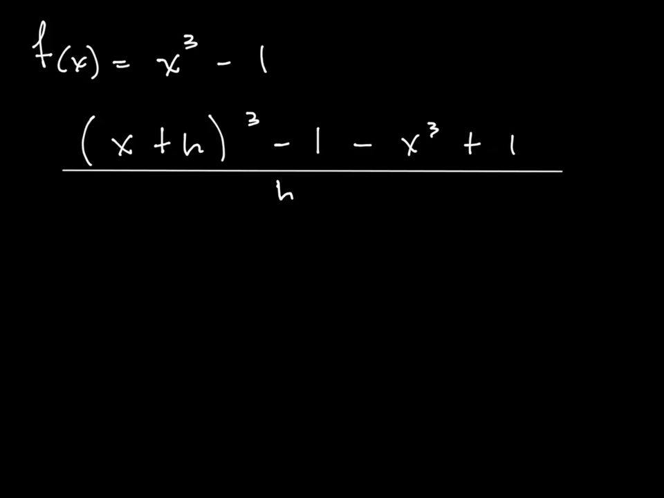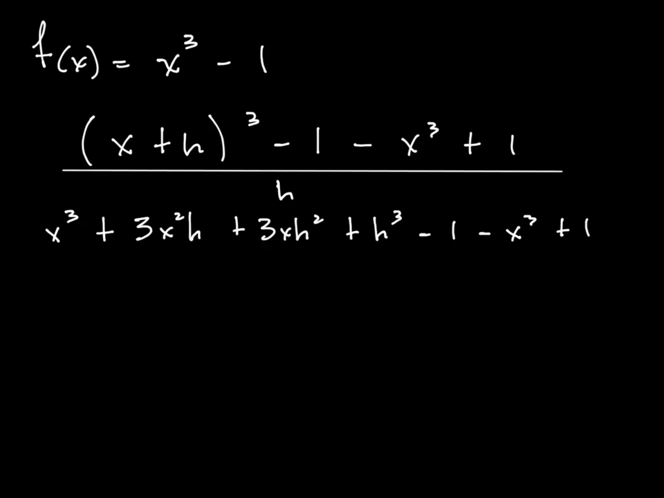So when we expand this, you can do (x plus h) squared and then multiply that by x plus h again, but we'll show you a shortcut using the binomial expansion using Pascal's triangle shortly. So here we're going to get x cubed plus 3x squared h plus 3xh squared plus h cubed minus 1, minus x cubed plus 1, all divided by h.